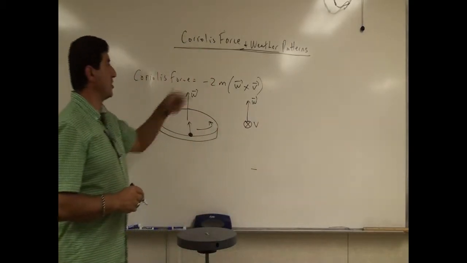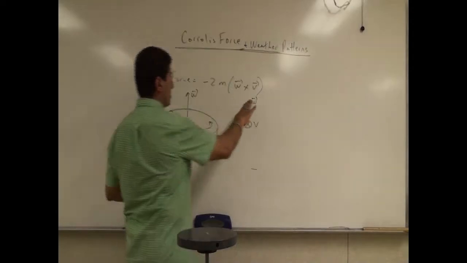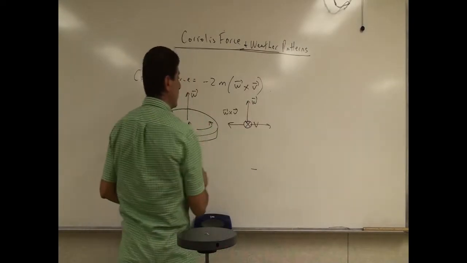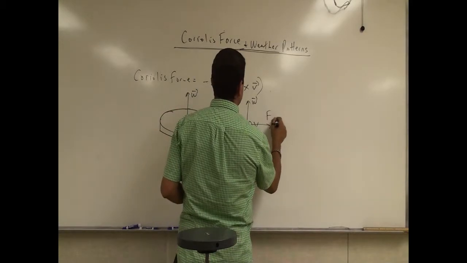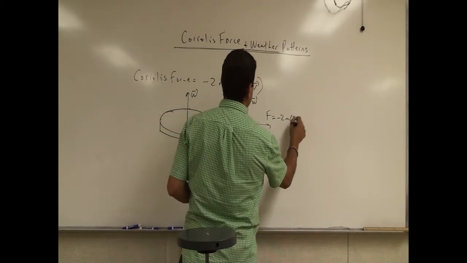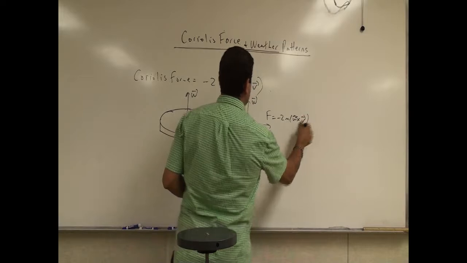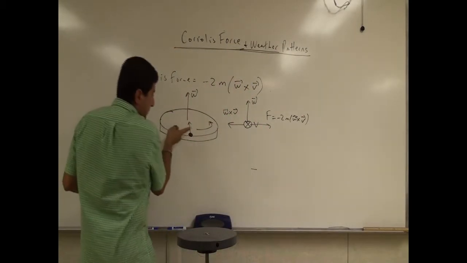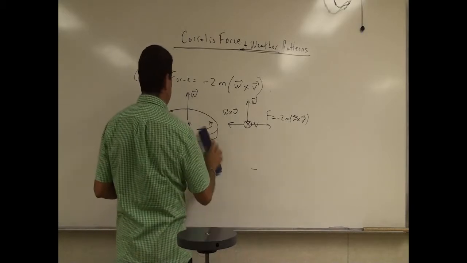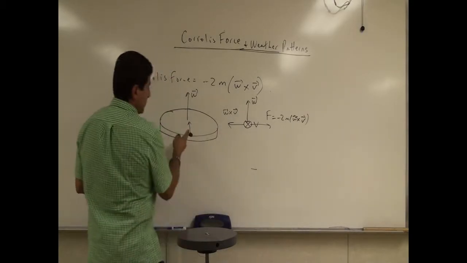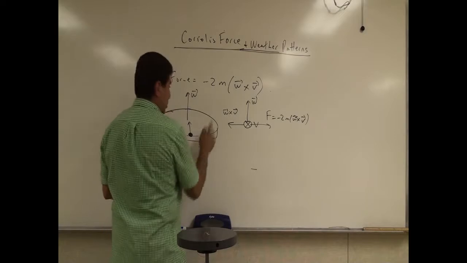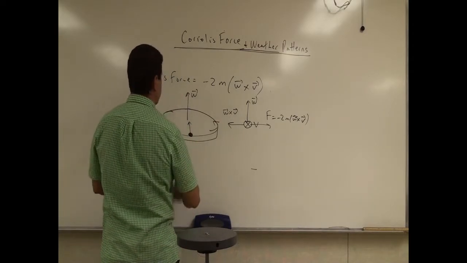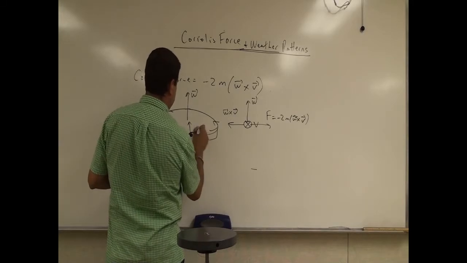So this equation is saying take the omega vector and cross product with the v, omega crossed with v, and then the negative of that is going to give you the force, negative 2m omega crossed with v. Okay, so if that is true, as this thing is going into the board, it's going to feel a Coriolis force that way. Basically the Coriolis force is in the same direction as the rotation of the object. So if it's rotating like this, the Coriolis force is in this direction.